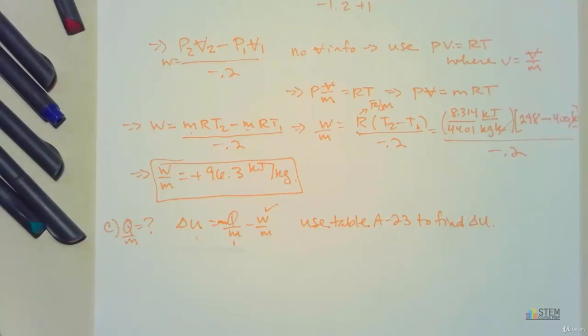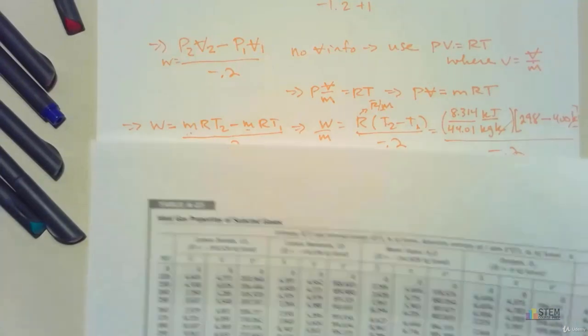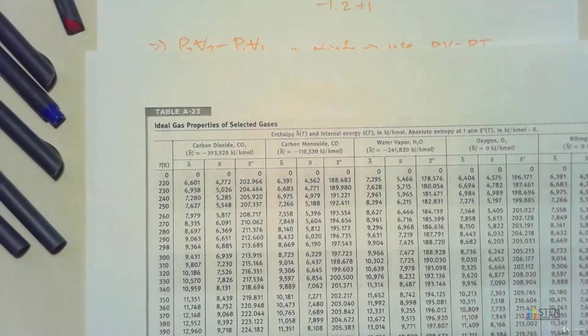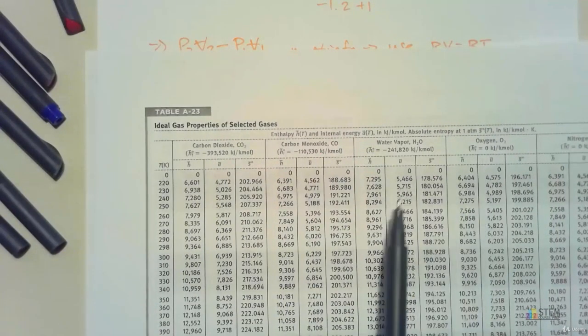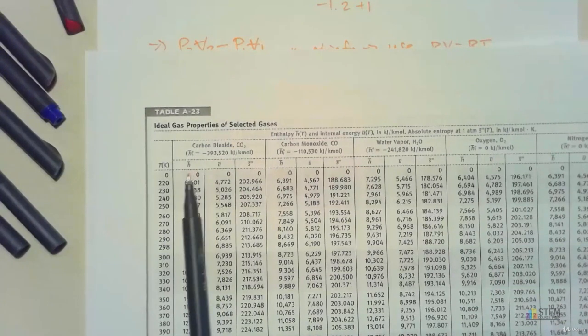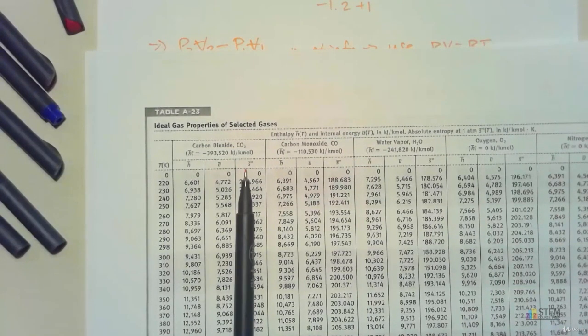What this table gives you is your ideal gas properties for certain substances. This example was CO2, carbon dioxide, our substance. So in table A23, if you have the book, you can look at it. It's got all of these substances, and temperatures in kelvins. There's also a similar table in English units. And we've got H, U, and then S, which is entropy, which we'll talk about later.